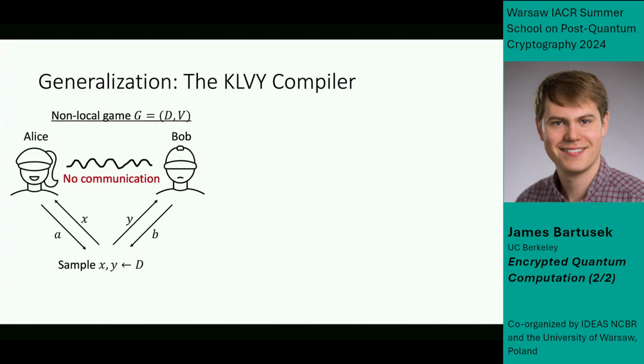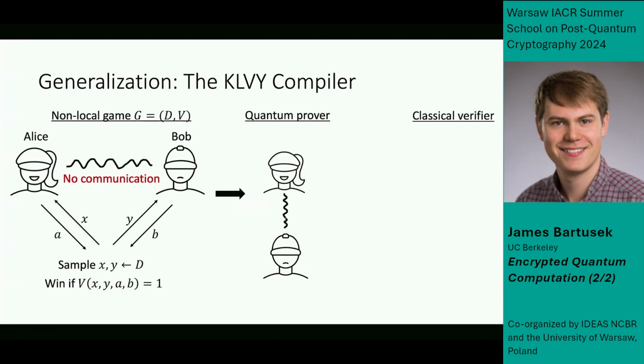The referee samples 2 questions from some distribution D and expects 2 answers. These might be more than 1 bit now; they could be arbitrary strings. Then the referee applies some verification predicate based on the questions and answers. This is just a general notion of a non-local game. So KLVY observed that it's not just the CHSH game, but really any non-local game can, in some sense, be compiled from this 2-prover setting into a single prover setting.